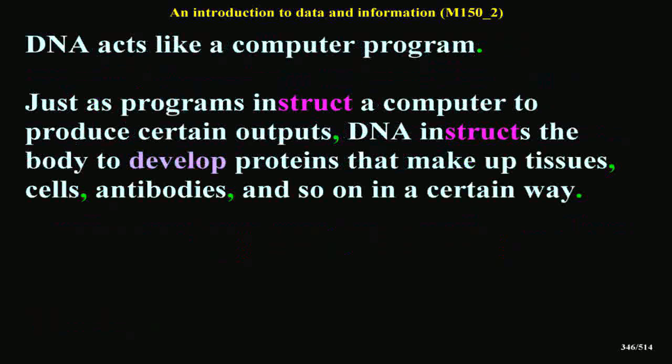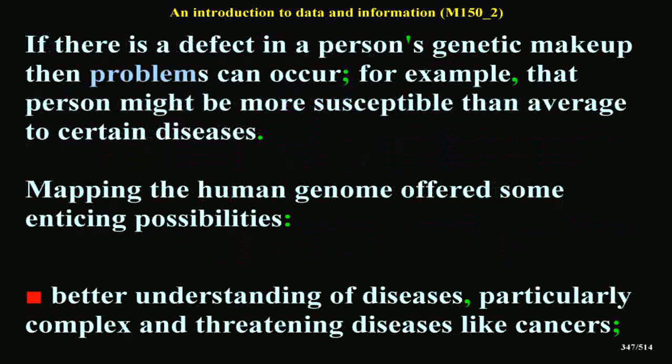Why do it? It acts like a computer program. Just as programs instruct a computer to produce certain outputs, DNA instructs the body to develop proteins that make up tissues, cells, antibodies, and so on in a certain way. If there is a defect in a person's genetic makeup, then problems can occur. For example, that person might be more susceptible than average to certain diseases.